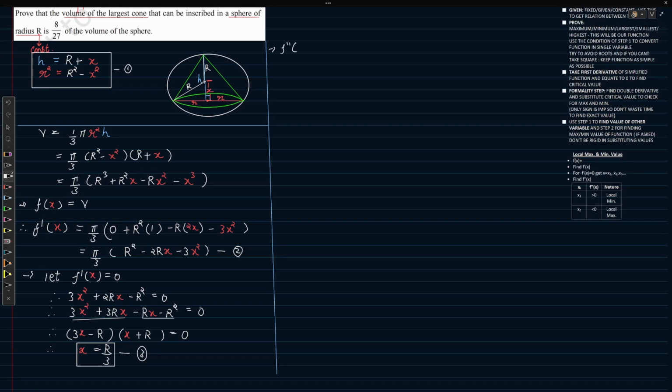Let f double dash of x equals to 0 minus 2R minus 6x. Because x is positive and all the terms are negative, irrespective of the value of x, double differentiation will be less than 0. Or f of x is maximum.